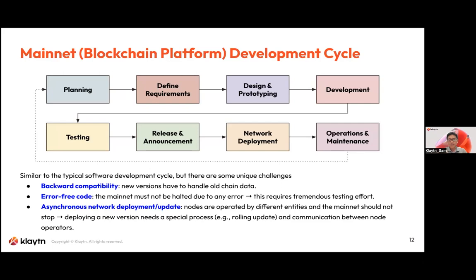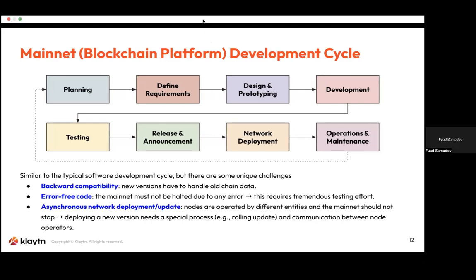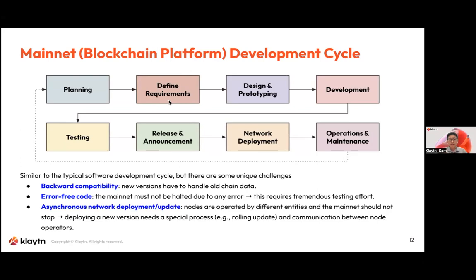The second challenge is that the code itself really has to be error-free. That means if there is an error, especially on the mainnet, it might cause an entire halt, a suspension of the ecosystem. If there is any error, that could be a disaster. So when you develop this mainnet, we have to test a lot. I would say when the development time is 1 month, we have to spend at least 1 or 2 months to test the new feature or new release.